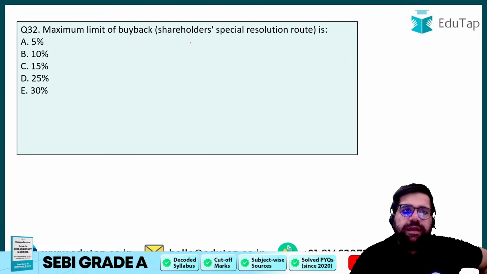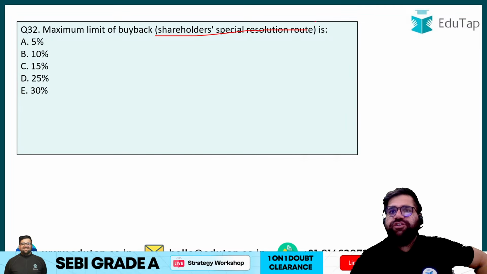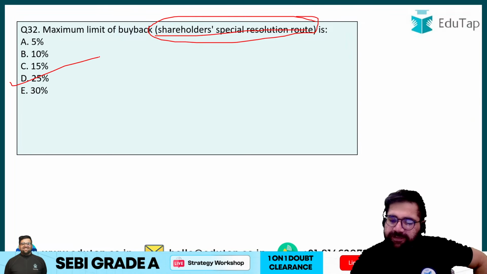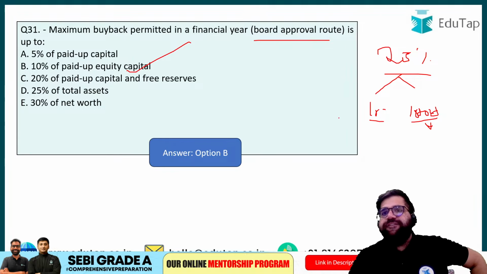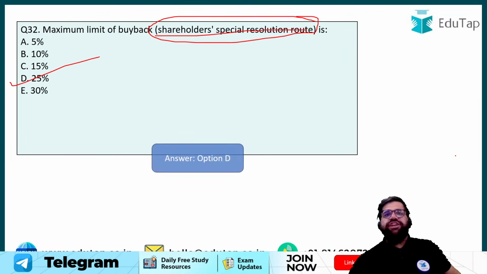Very good. Maximum limit for buyback from shareholders' special resolution. Say if a special resolution is taken, then it will be 25%. I have just now explained this to you. If it's up to 10%, then board approval route. If it's 10 to 25%, then a special resolution has to be taken by your shareholders.